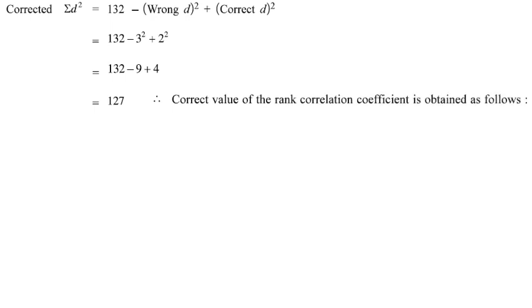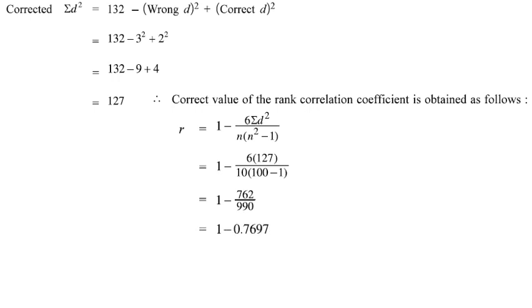So to find the correct value of rank correlation coefficient, we will again use the same formula, but this time in the summation d square position, we will use 127. So 1 minus 6 into 127 upon 10 into 100 minus 1, that would be 1 minus 762 upon 990. That would be 1 minus 0.7697, that would be 0.2303. So the correct value of rank correlation is 0.23. This is a kind of question which can come for the 3 marks. So here our illustrations for the whole chapter are over.